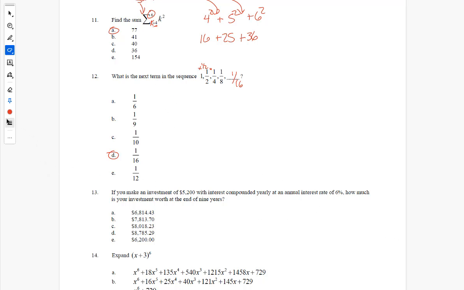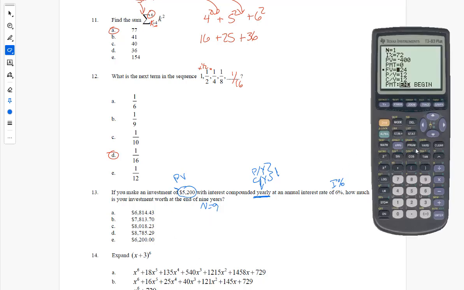Okay, number 13. Oh, looks like we're going to use a calculator again. Let's make sure we identify stuff. So here you make an investment. So that's PV, principal value, and this is going to be negative. Why? Because it's going away from your hands. With interest compounded yearly. When we get to payments per year or cycles, compoundings per year, this is going to be 1, not a 12. We're not doing it monthly. We're doing it annually. Annual interest rate, so this is going to be the interest rate percent. How much is your investment worth at 9 compounding periods, 9 years in this case. So n is going to be 9.